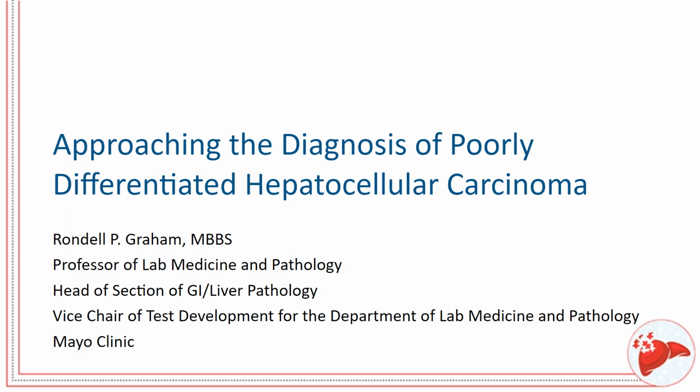As I mentioned before, my name is Rondell Graham. I'm a professor of lab medicine and pathology. I'm the head of the section of GI liver pathology at Mayo Clinic in Rochester, and I'm involved in some other administrative roles there as well.